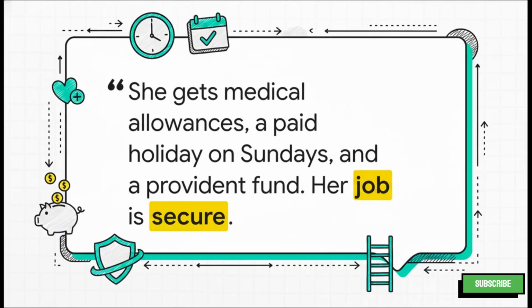So, meet Kanta. She has a job in the organized sector. That means she gets a stable salary, she has fixed work hours, paid holidays, and even a provident fund for her future. Her job is secure, she has predictability in her life.